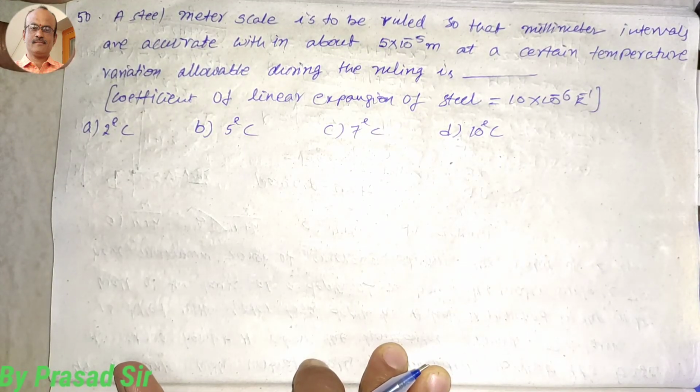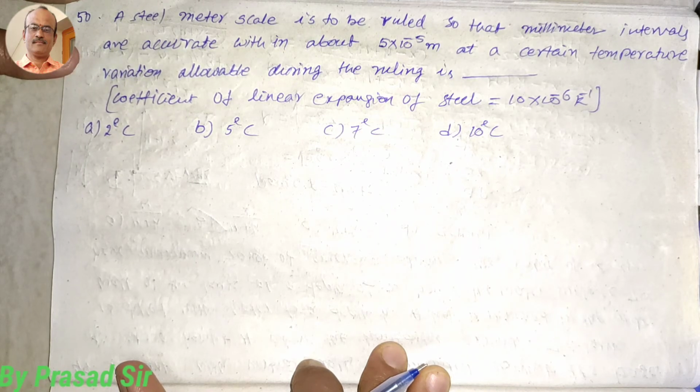A steel metal meter scale is to be ruled so that millimeter intervals are accurate within about 5 into 10 to the power of minus 5 meters. At a certain temperature, variation allowable during this ruling is required. The coefficient of linear expansion of steel is given as 10 into 10 to the power of minus 6 K to the power of minus 1. So which one do we want to calculate here? The variable temperature delta T required.